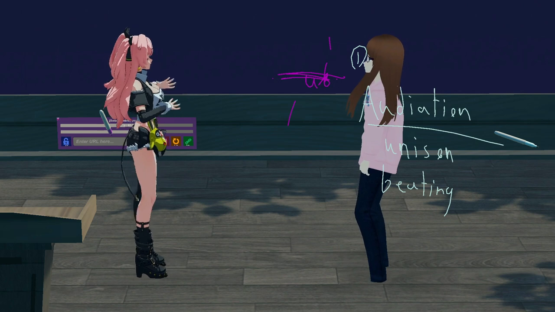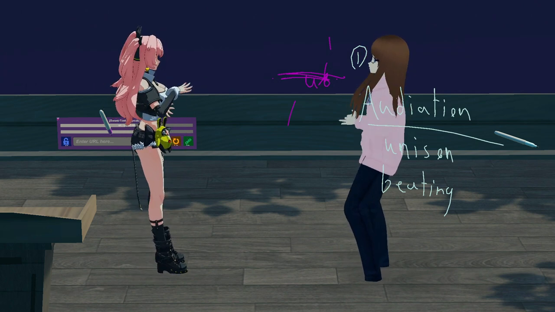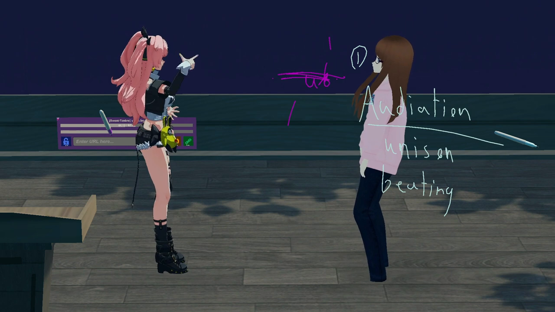Let's restart. So we're gonna do this kind of piggybacking pattern. We're gonna go almost like one, two, three, three, four.